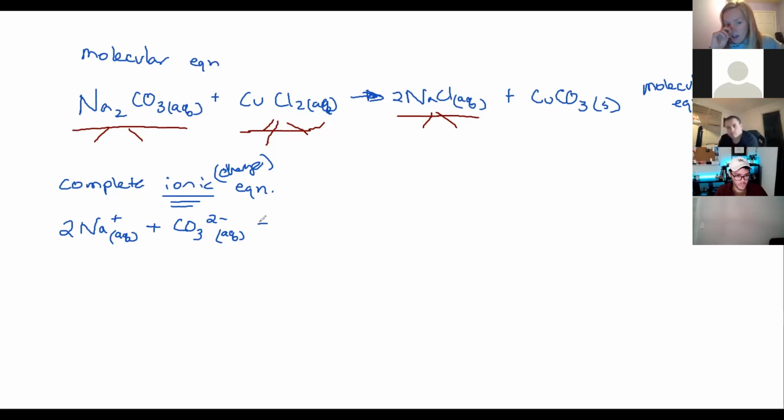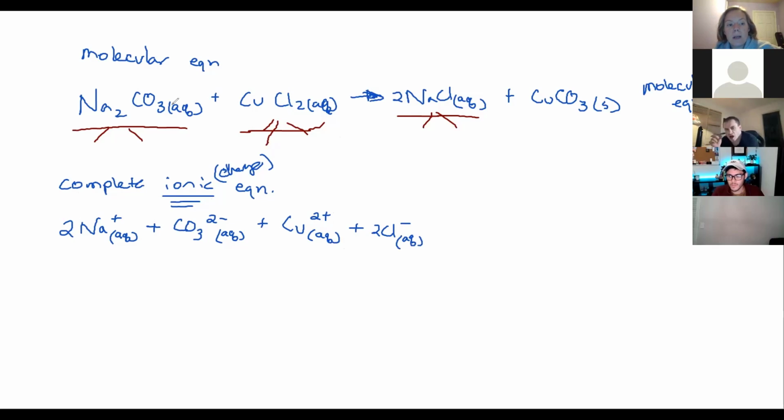I'm going to break the next thing up. Copper, Cu, and in this case, it has a 2+ charge. This thing's aqueous. Chlorine, Cl with a minus charge. This thing is aqueous. Put the 2 in front. Now I know when chlorine is by itself in elemental form, it comes as a diatomic, but I'm not talking about it in its elemental form. I'm talking about it in its ionic or charged form. So we don't put the 2 there. We move the 2 in front.